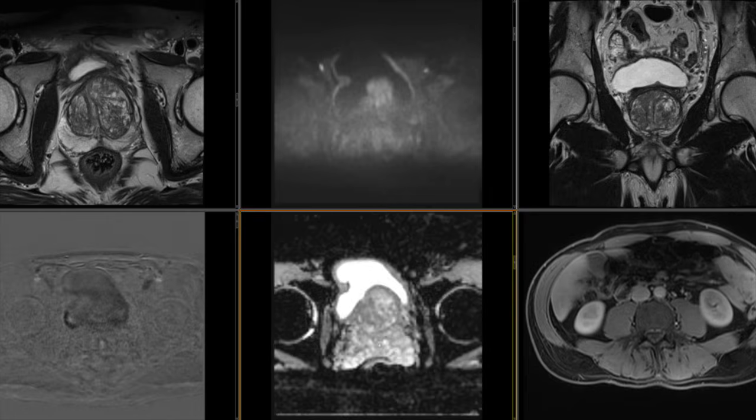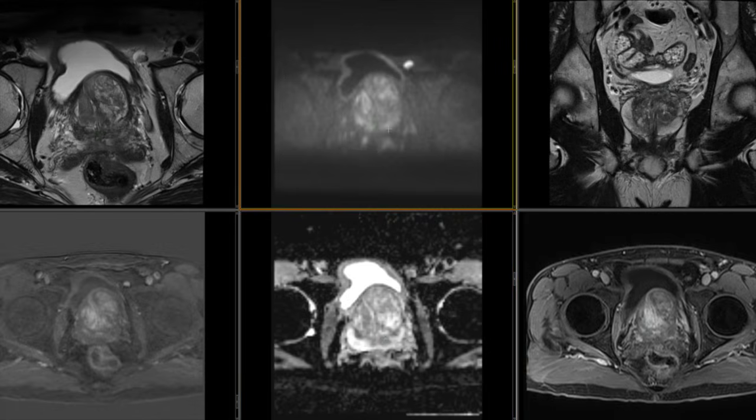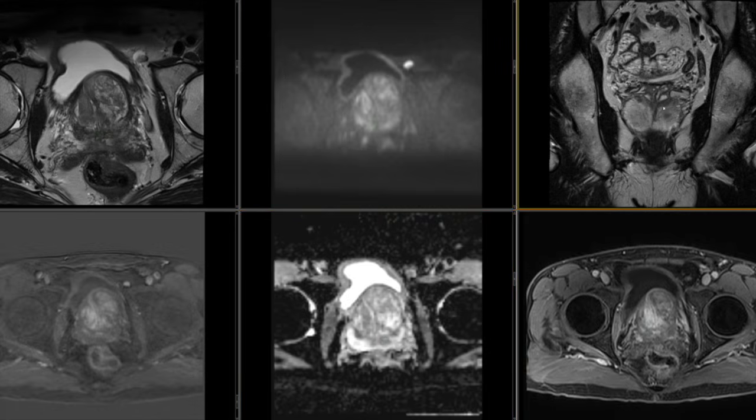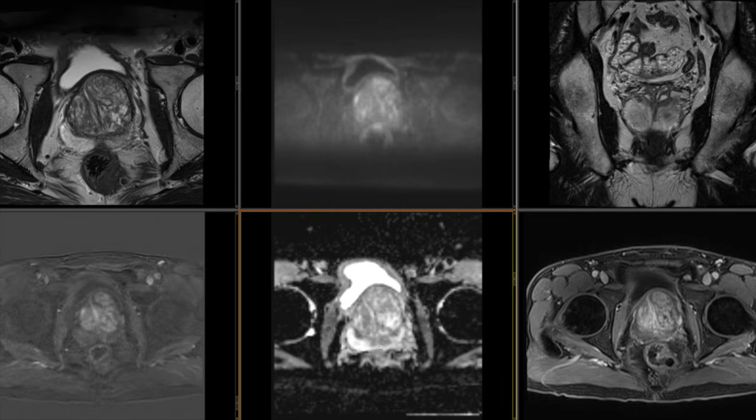You'll notice again, if you were to not know your anatomy, you might say, oh, what is this? Is this something that's restricting? Oh, it's a little bit bright here on the DWI, it's a little bit dark here. Then you notice, oh yeah, this correlates to normal CZ or central zone compressed up here. So again, the benefits of knowing your anatomy, this is not cancer, this is a normal structure.